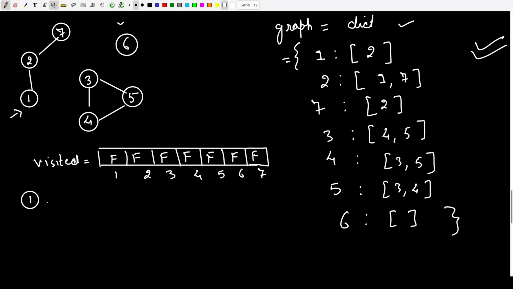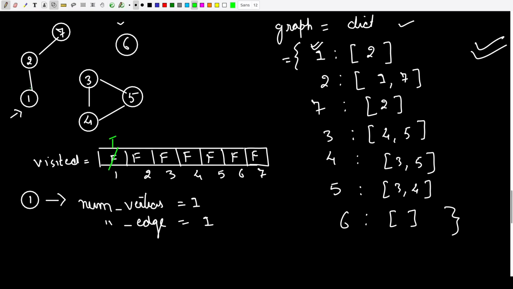When we are at 1 and we are performing DFS, the first thing we do is increase the number of edges and number of vertices accordingly. So let us increase the number of vertices. The number of vertices will be 1 now, since we have visited one vertex, and the number of edges will be equal to the length of 1. The length of 1 is 1 over here, so the number of edges will be updated by 1, and after doing so, this particular entry will be updated to true.